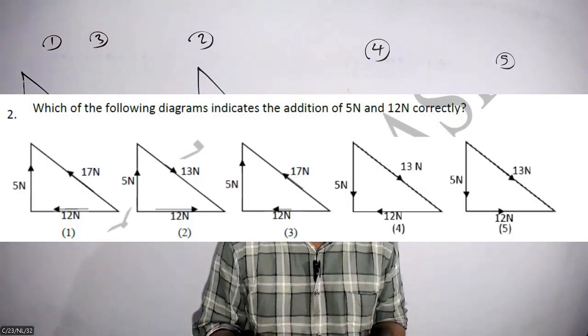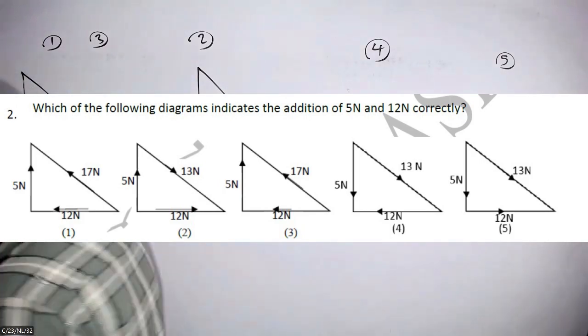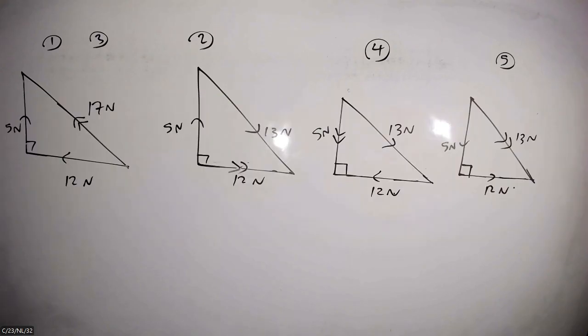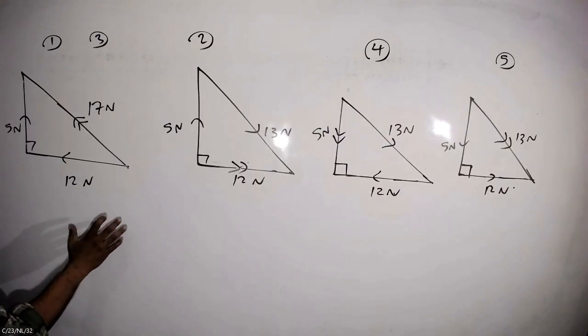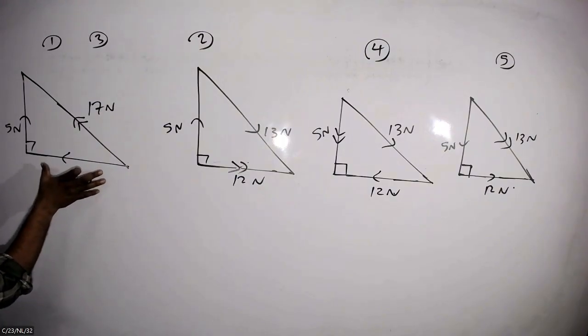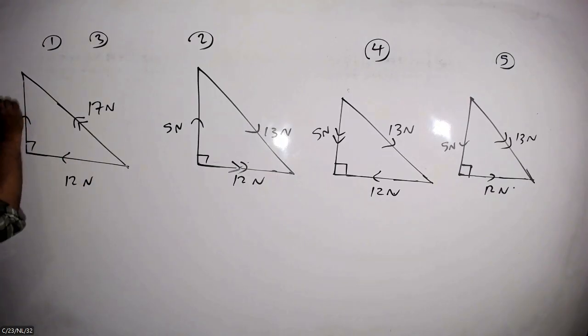Right, Lamai, let's see the next question. Which of the following diagrams indicates the addition of 5 Newton and 12 Newton correctly? Before answering the question, let's revise the triangle law. In the triangle law, you need to represent the two given vectors in magnitude and direction, taken in the same order. Then the closing side of the triangle represents the resultant.